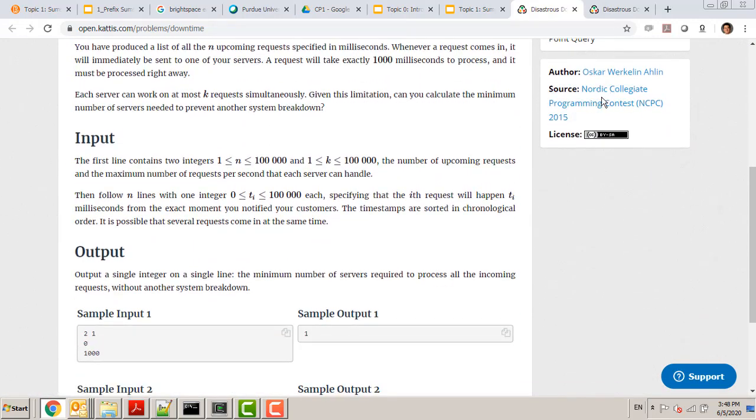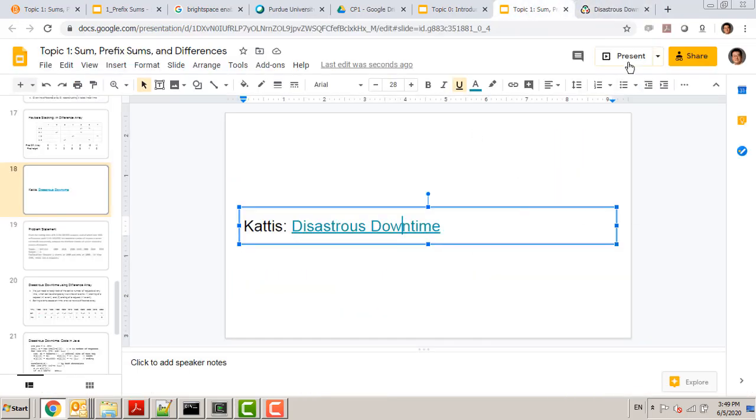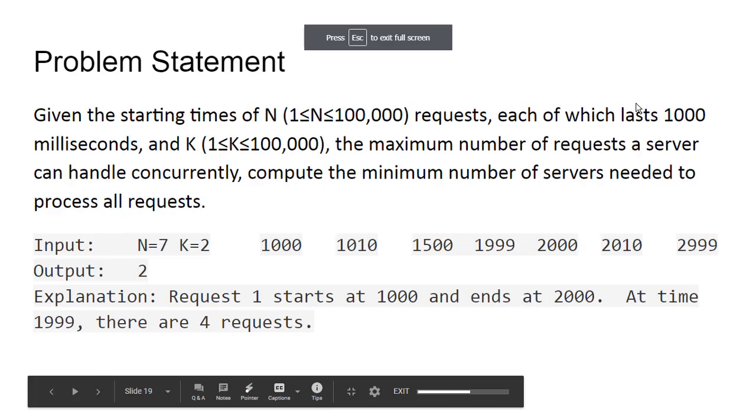This problem is actually used in one actual programming contest. So it will be one of the easier problems in any contest at that level. But nonetheless, it's an actual contest problem. So here's the problem statement.